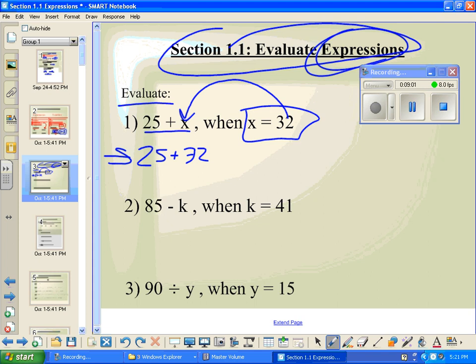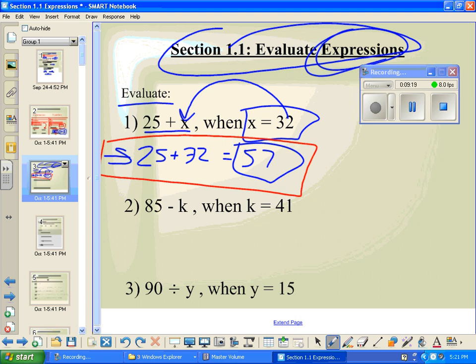You've rewritten the problem, 25 plus 32. You've plugged the correct number in there, and now I'm just going to evaluate. 25 plus 32, what does that give me? That gives me 57. So there's my answer. If I'm looking for work on your assignment, this is at least what I should see, that line right there. I plugged the number in correctly, and then I went ahead and evaluated and found the right answer.